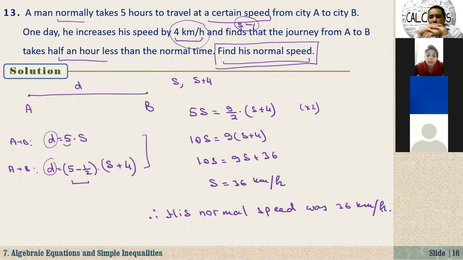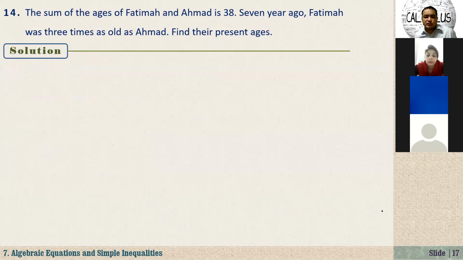Okay, Selen, is it clear? Yes. Good. Let's move to the next question. Selen, can you read this problem? Yes. The sum of the ages of Fatima and Ahmad is 38. 7 years ago, Fatima was 3 times as old as Ahmad. Find their present age.